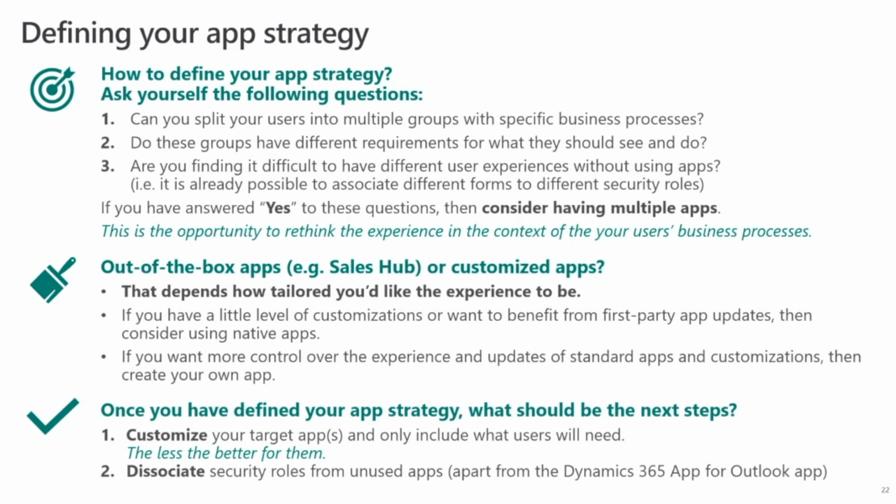And once you have defined your app strategy, what should be the next steps? The first one would be to customize your target apps and only include what users will need in them. And truly, the less, the better for them. And don't forget to dissociate security roles from unused apps so that your users will only see the apps they need to use, apart from the Dynamics 365 app for Outlook app, if you are using that one.